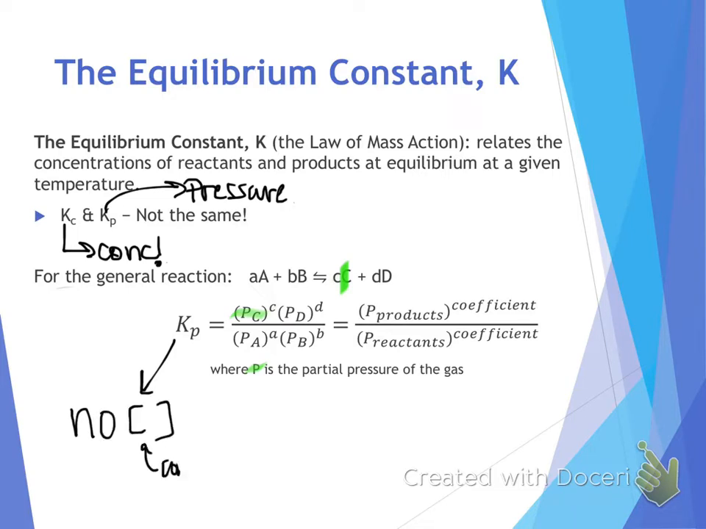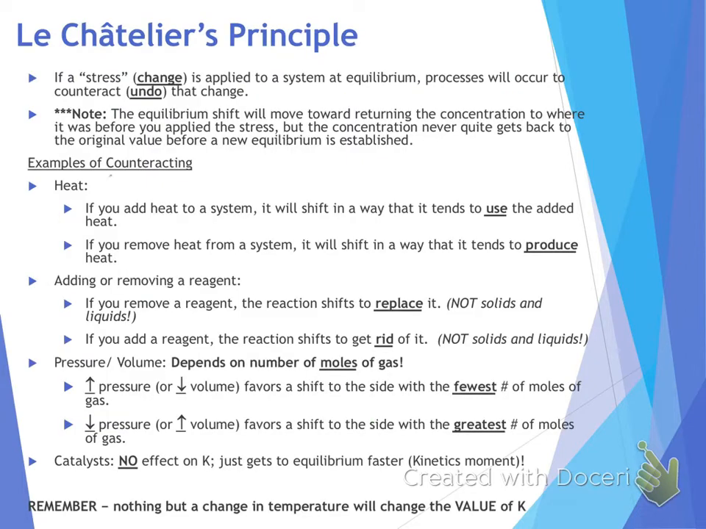Brackets mean concentration. Kp is written off of partial pressures, so we have to make sure that we're denoting that the right way, using that capital P. So that capital P is what we want to use for our partial pressures when we're writing out those Kp expressions. So we'll get some practice with that here in a moment, but let's also review another important equilibrium concept first, and that is Le Chatelier's principle.